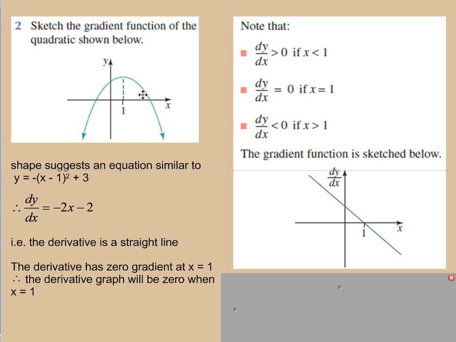So to work something out like this, you need to understand that if it's a quadratic, when we take its derivative, it's going to be a linear equation. So by analysing when it's positive, when it's negative, we can work out if a graph goes this way or that way.